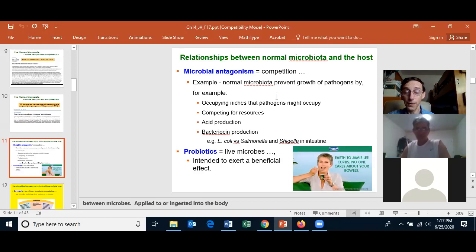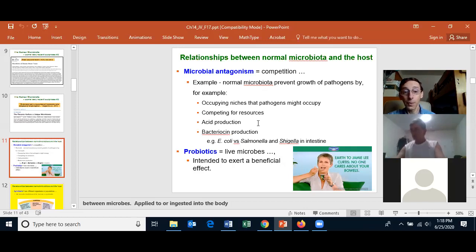And that's normally from your normal microbiota competing for space and resources. They can also cause antagonism in other ways, like the normal microbiota on the skin and in the urethra and in the vagina. It makes acid, and it makes it too acidic for most human pathogens to live. So the production of acid can prevent human pathogens from colonizing humans.